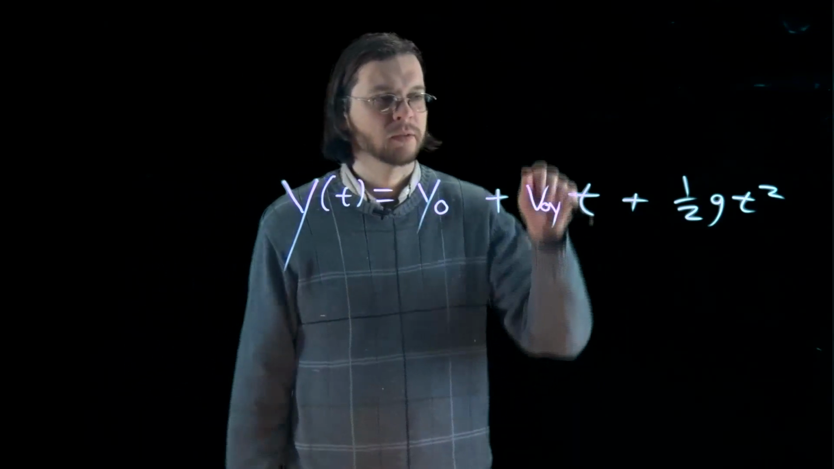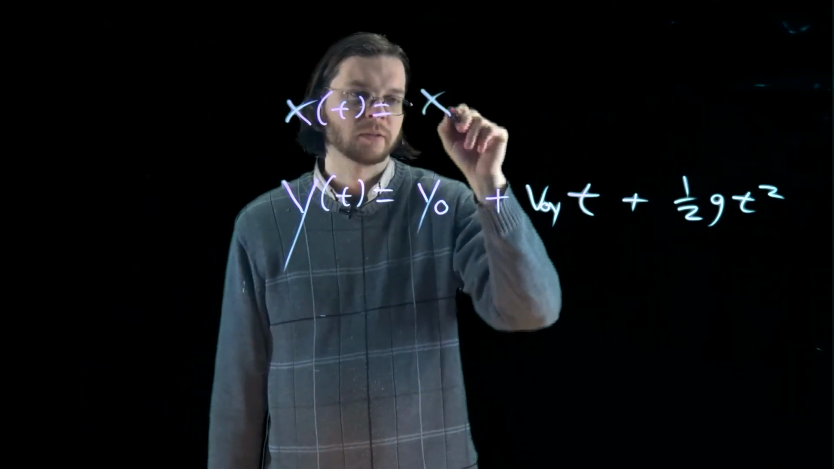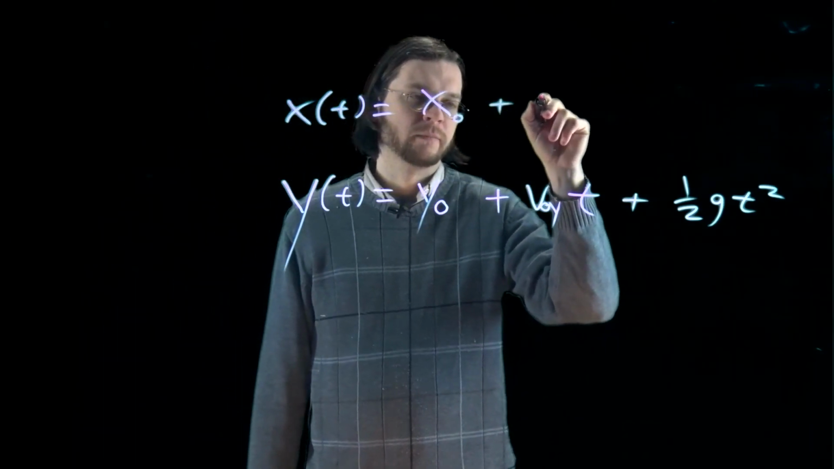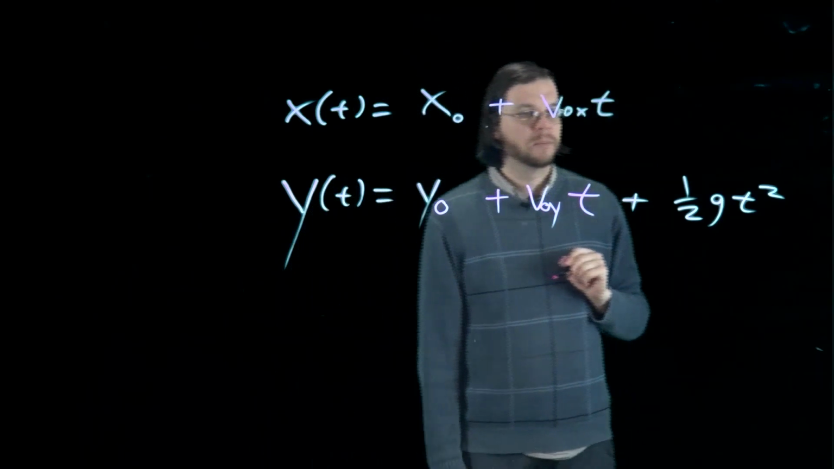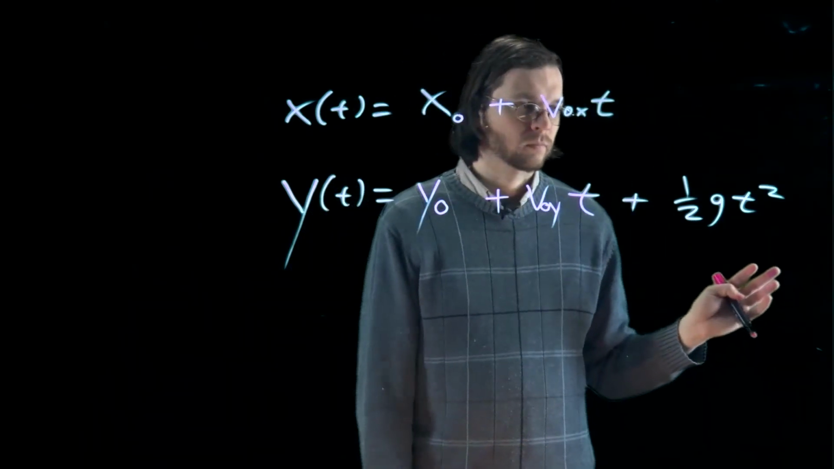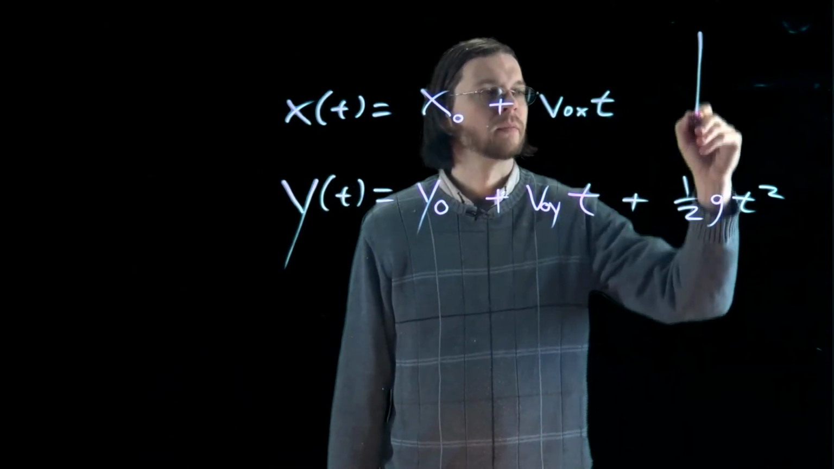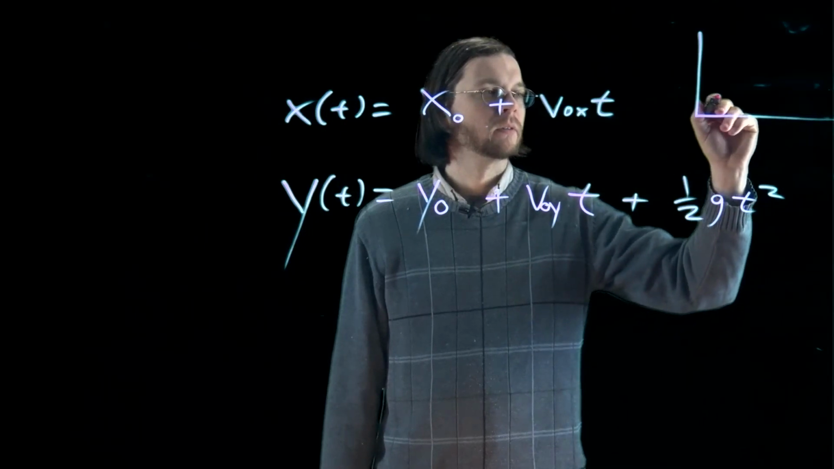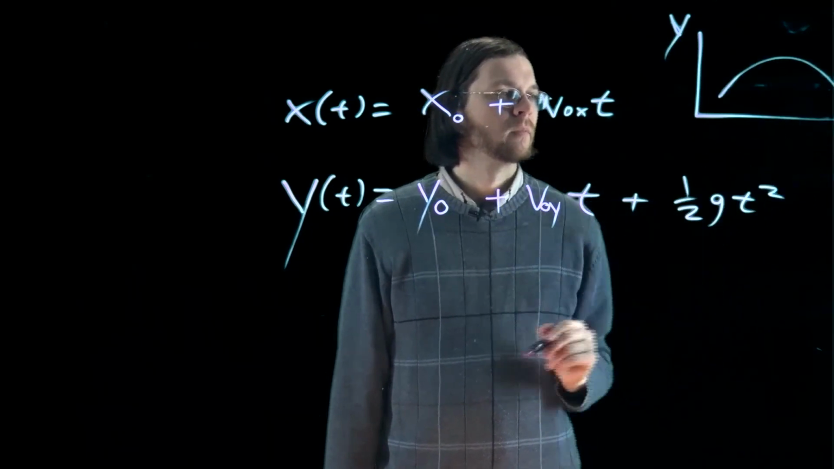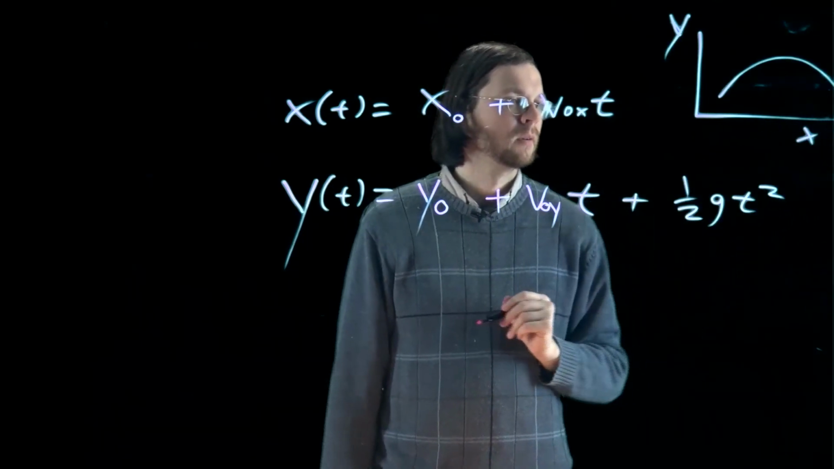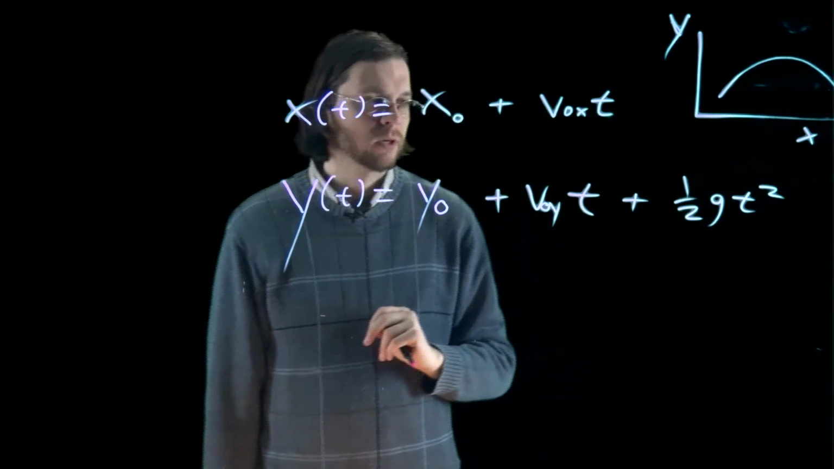But if you did have an initial velocity in the x direction, your x position as a function of time would look something like this: x0 plus v0x times the time. And as things move through the air, this is the equation that describes this kind of trajectory. If this is x and this is y, it describes something like that. Okay? So here's my x. So ultimately, this is what we need to put into the code.